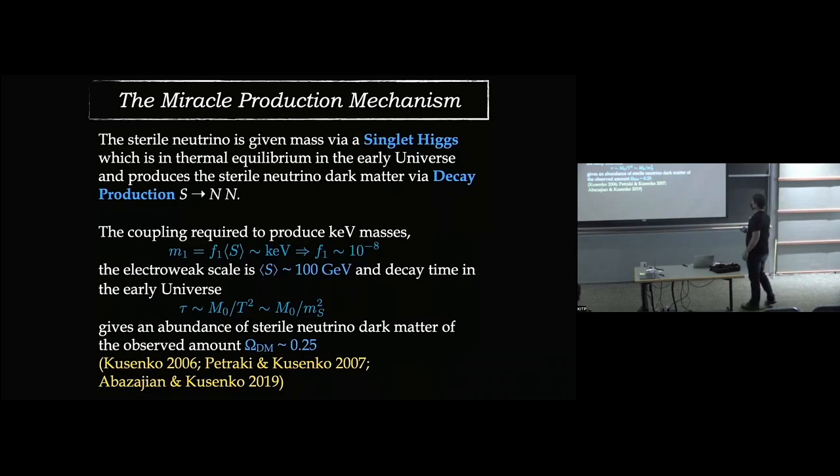So that was an interesting point that he made. And this produces a very particular spectrum of the momentum distribution of the sterile neutrinos. And that was worked out by Petraki and Kusenko. And we calculated the transfer functions, meaning their impact on structure formation today, in this 2019 paper.